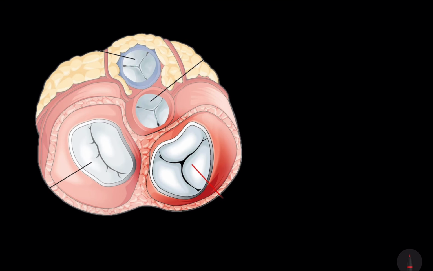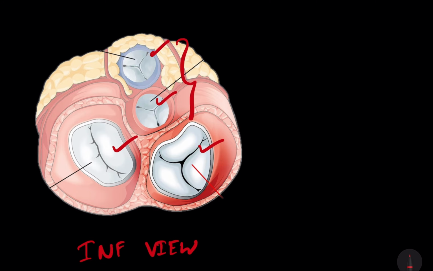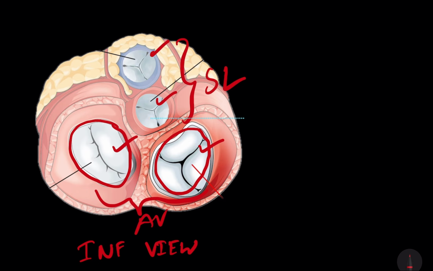Now let's take a closer look at these valves. What we have here is the inferior view of the heart. From the inferior view, you can clearly see the four valves, and these two here are the semilunar valves, and these two here are the atrioventricular valves. The semilunar valves look alike. However, you can see a major difference between this and this, the atrioventricular valves. This one is the bicuspid valve, and this one is the tricuspid valve.